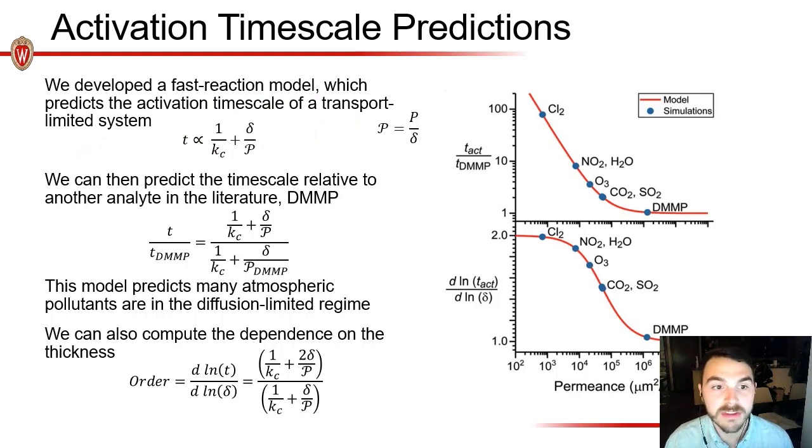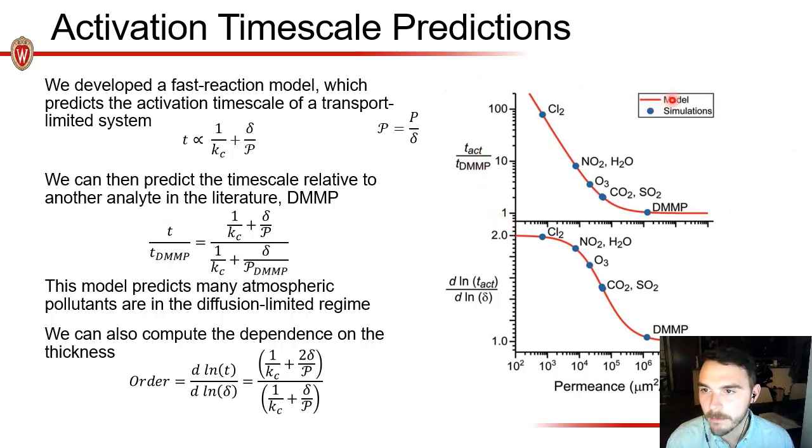So we found that the timescale is proportional to 1 over the interfacial mass transfer coefficient plus the thickness divided by the permeance, where the permeance is just the permeability divided by delta. Since this is just a proportionality, we can't exactly put that on a plot, but we can compare it to the timescale relative to another analyte in the literature, and we have a lot of literature on DMMP. So we can measure this timescale relative to DMMP, and that's exactly what we plotted in this figure over to the right.